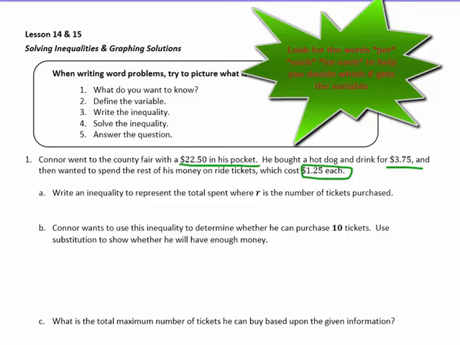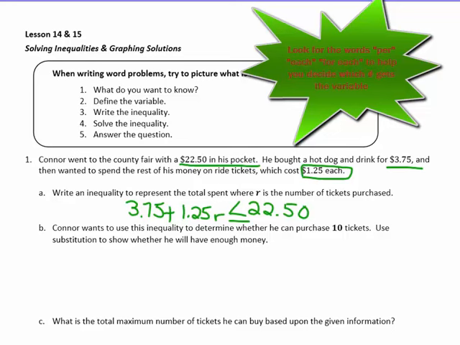Well, we have to think about what's happening. I have a total of $22.50, which means I can't spend more than that, but I can spend less than or equal to that. Well, what am I spending my money on? I'm spending my money on the hot dog and drink, which was $3.75, plus the tickets. Well, the tickets are $1.25 each. They want R to be the ticket, so $1.25R. So there's your inequality.